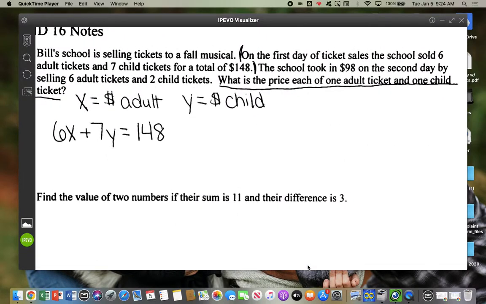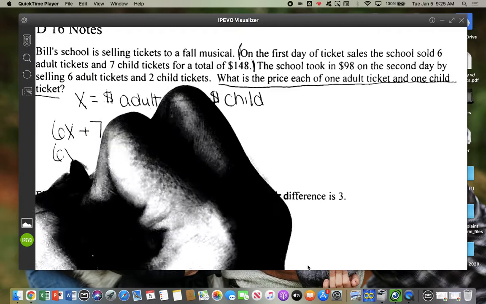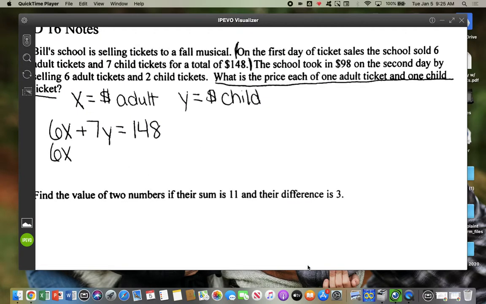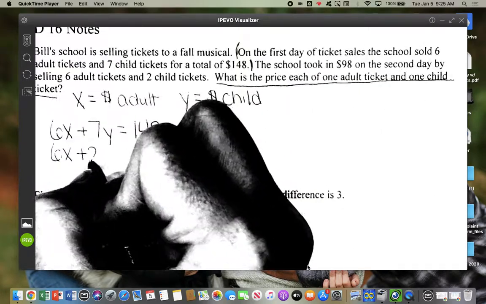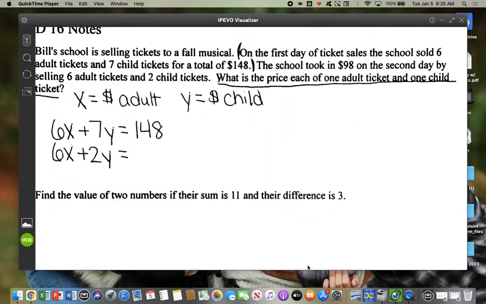All right, and then on the second day, it says the school took in $98 by selling 6 adult tickets and 2 child tickets. So what would be the equation that would make sense for that second day? How many adult tickets did we sell? All right, so we got a 6x, and we always want to line up our x's and our y's. And then this time we have 2 child tickets, and that equals a total of how much? 98.